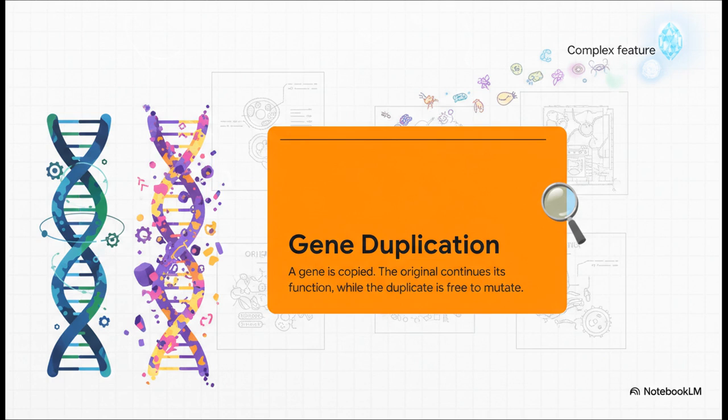Now, the brilliant part about this is that the original gene can just keep on doing its important everyday job. And that means the new copy, the duplicate, is basically free from the usual pressures of natural selection. It becomes a kind of genetic sandbox, a rough draft where mutations can pile up without the risk of breaking something the organism needs to survive.